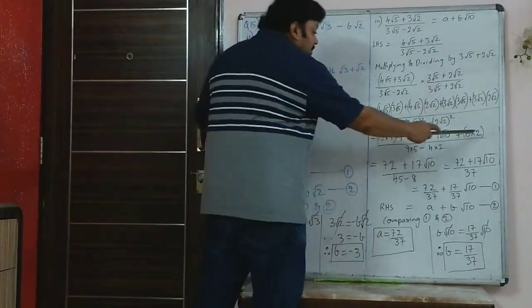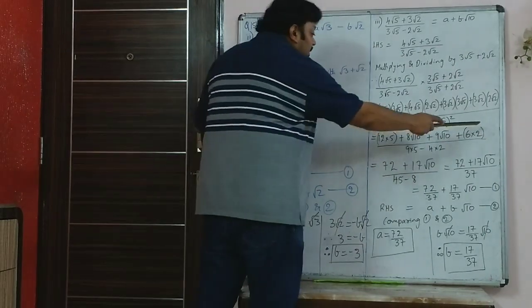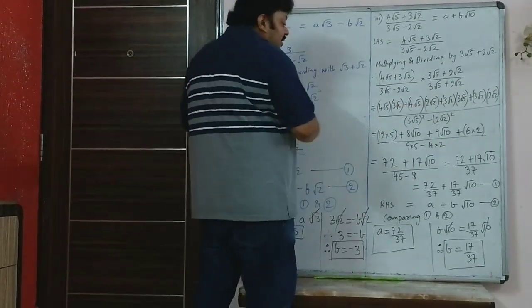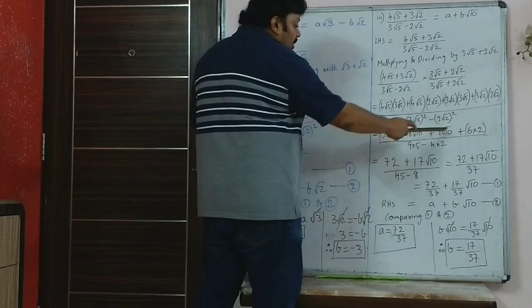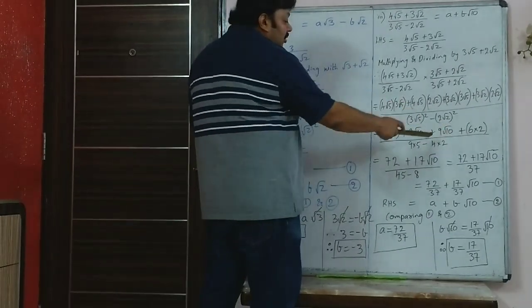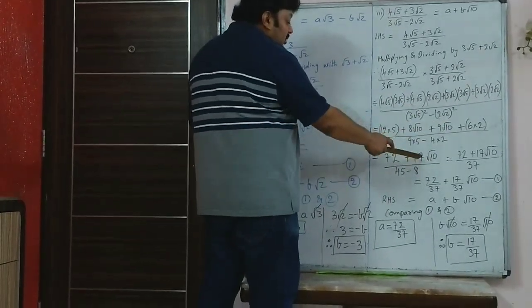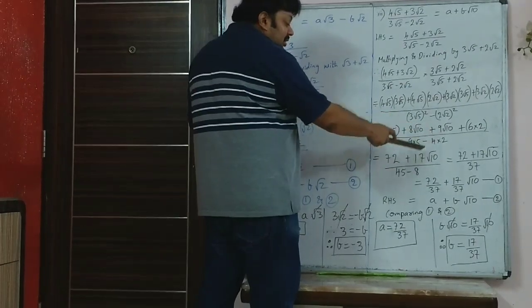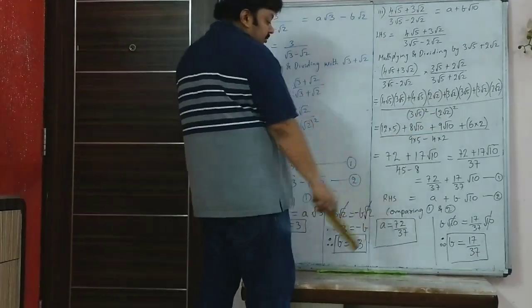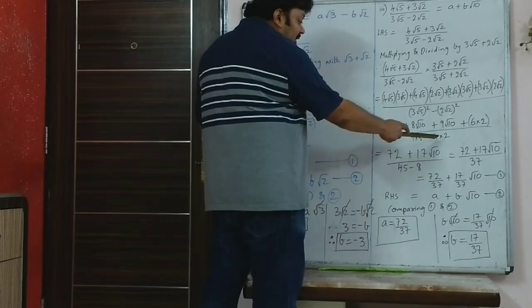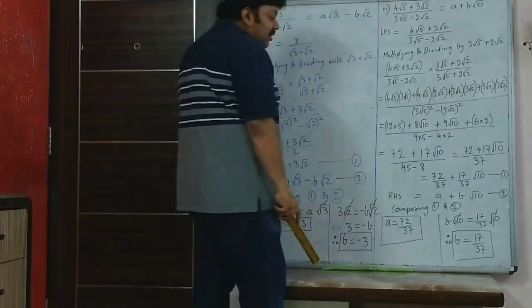So this is 60 plus 12, so directly I have added it. 60 plus 12 is 72, and these two numbers with the root 10 I have added, it is root 17, it is 17, 8 plus 9 is 17 and root 10. Denominator is 45 minus 8, which is 37.